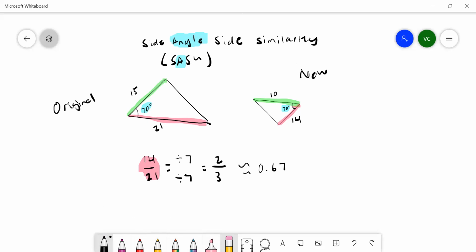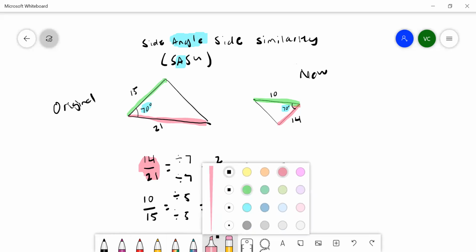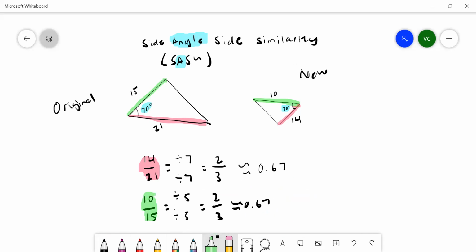And then let's do the green. What's 10 divided by 15? Well, we could divide both top and bottom by 5 to simplify. And then we could get 2/3. 10 divided by 5 is 2. 15 divided by 5 is 3. And that's going to equal about 0.67. So yes, indeed, the two corresponding pairs have the same ratio.